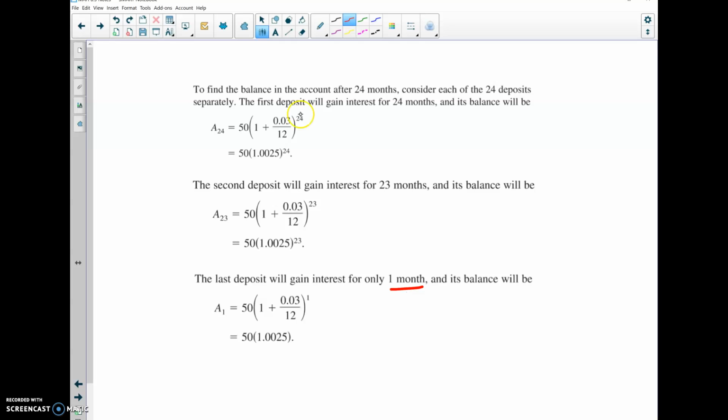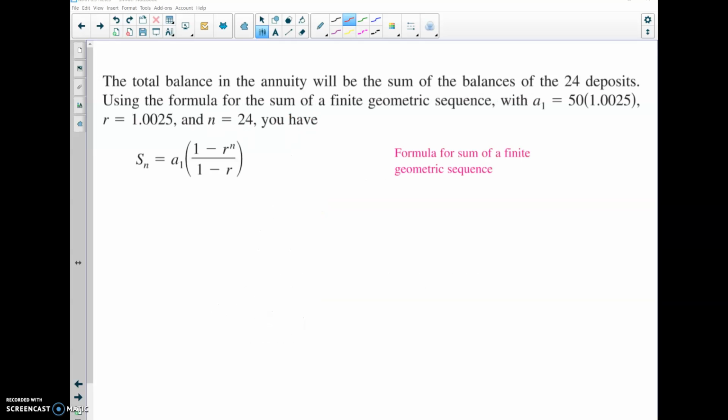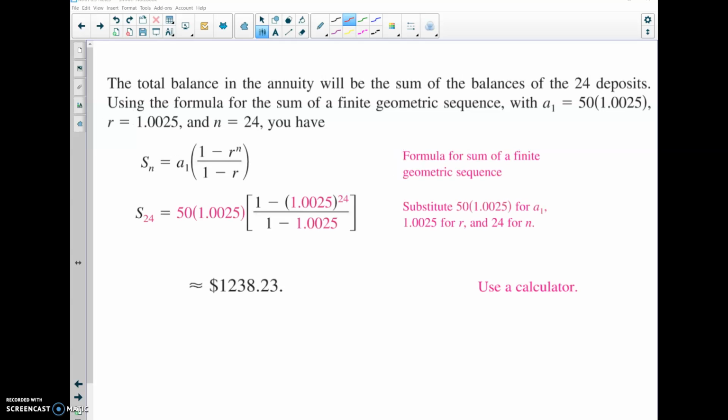So if you notice here, all of these are the same. The only thing that's changing is these guys right here. So this is actually a finite sum problem of a geometric series because this that you're multiplying by is the exact same. So using your finite sum formula here with this information, plugging it in here, this is what you would get for your amount.